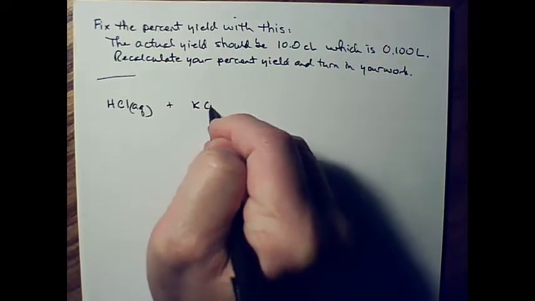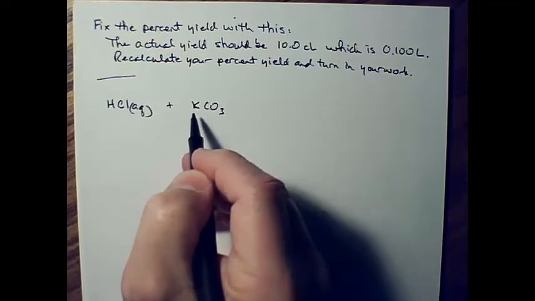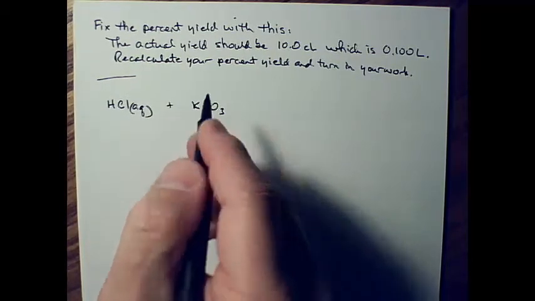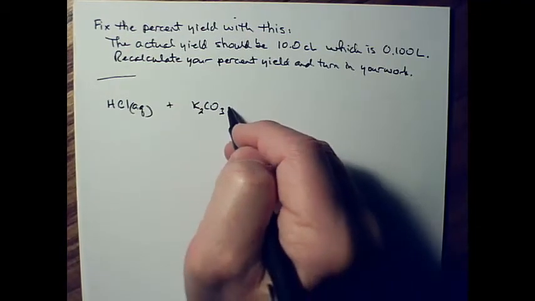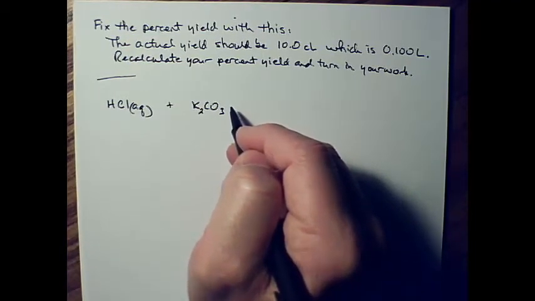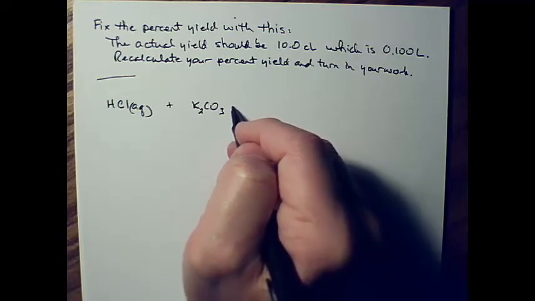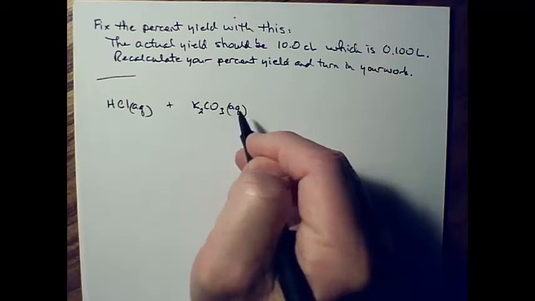Potassium is K, carbonate CO3. Potassium has a 1 plus charge, carbonate has a 2 negative charge, so we need 2 potassiums to charge balance the formula. And so this is aqueous, or did we? Well, it doesn't say it, but it is aqueous because it does dissolve in water.